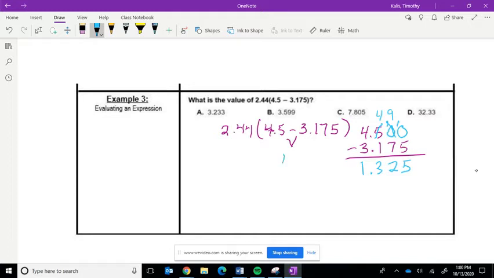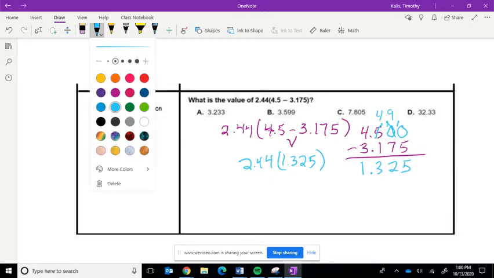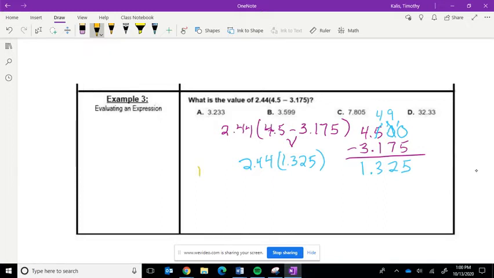Next, we notice we have 2 and 44 hundredths next to the parenthesis, and we know that when we see that, it means to multiply. So we're going to take 2 and 44 hundredths times 1 and 325 thousandths. When we multiply, we multiply as if they're whole numbers.